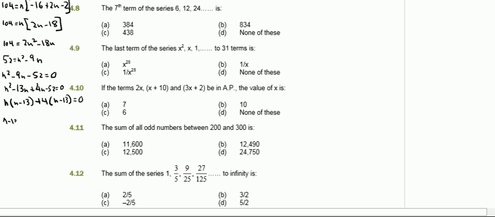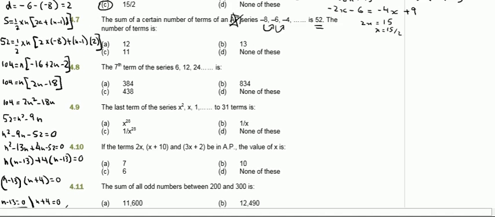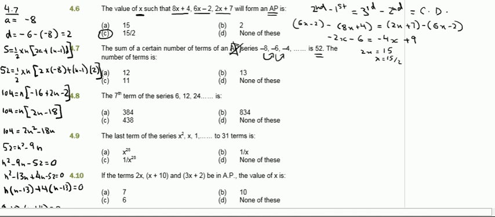Taking n minus 13 common from the two terms, we will have n minus 13, n plus 4 is equal to 0, and we can say that either n minus 13 is equal to 0 and n is equal to 13, or n plus 4 is equal to 0 and n is equal to minus 4. Now since number of terms cannot be negative, we will ignore this and select n is equal to 13 as our answer. So for this question our answer is 13, which is 4.7b.